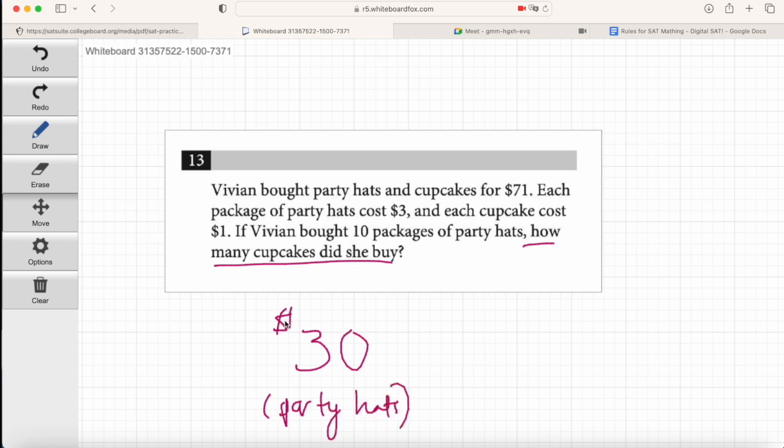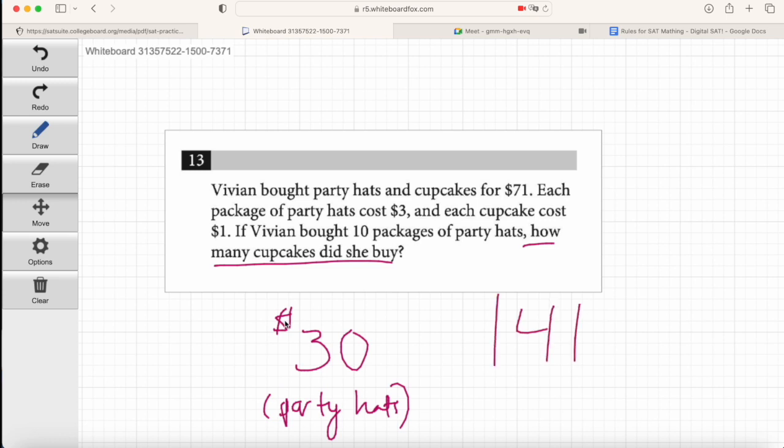Party hats. Okay, great. And then the question is, how many cupcakes did she buy? How much does each cupcake cost, Tanner? $1. $1. And we need to get to a total of how much? We have to get to a total of $41 because we subtract from 71. So how many cupcakes did she buy? 41. 41. There's your answer.